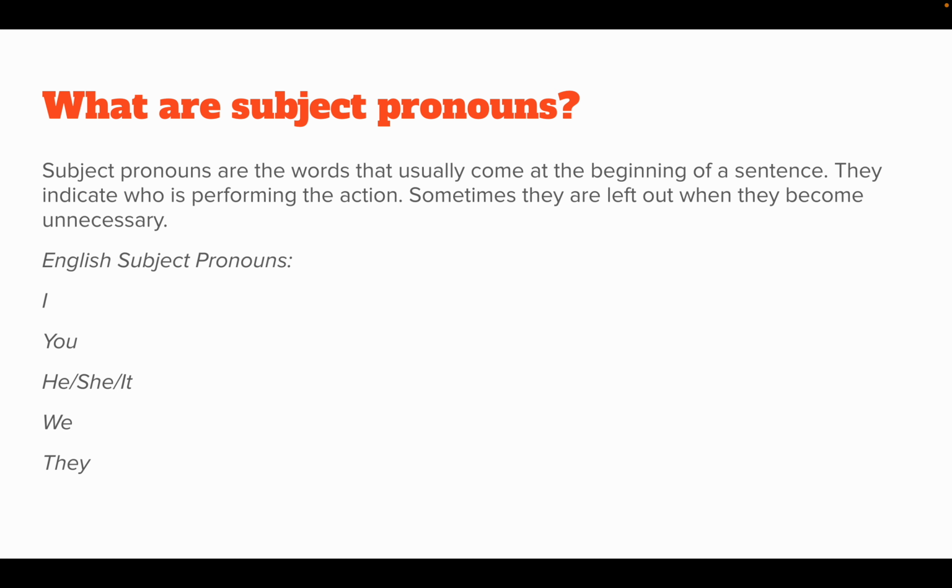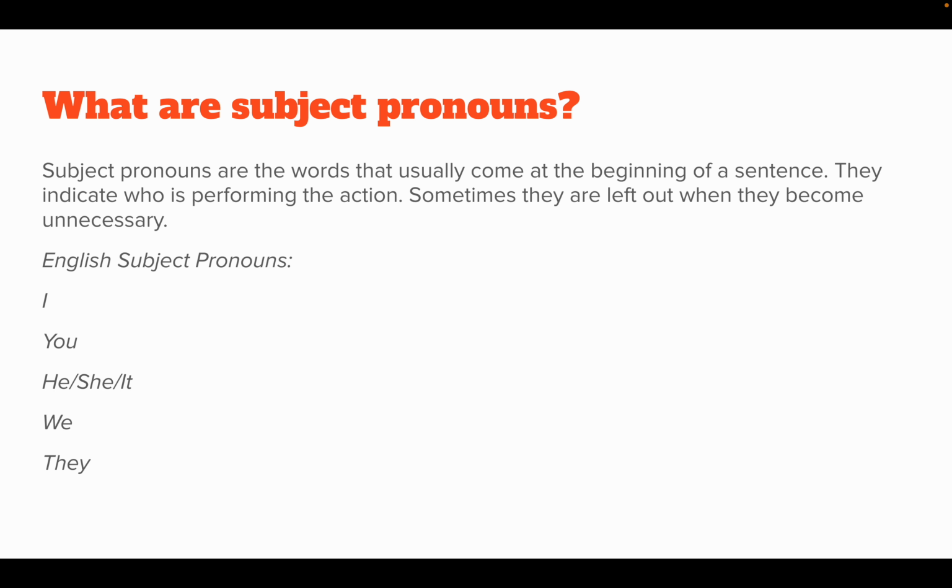What are subject pronouns, you might ask? Well, subject pronouns are the words that usually come at the beginning of a sentence. They indicate who is performing the action. Sometimes they are left out when they become unnecessary. This is often the case in Spanish. In Spanish, we conjugate the verbs, and because of this conjugation, it is usually clear who the subject is without needing to use the subject pronoun explicitly.